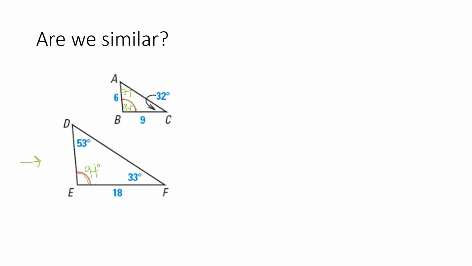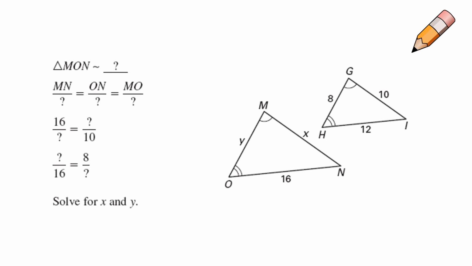So when I look at these two triangles, do we have similar triangles? I have one set of congruent angles, but no other sets of congruent angles. So I think it's fair to say that these two are not similar because I can't prove that two angles are congruent. All right, so in this next slide, we need to determine that they are congruent.